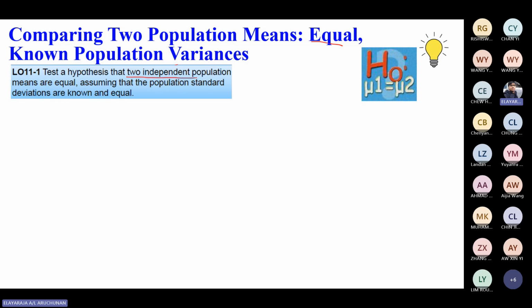So we're going to test that the means of the two independent populations are equal, assuming that the population standard deviations are known and equal. So we already know that. You should know that the population standard deviation is equal for the first sample and the second sample.